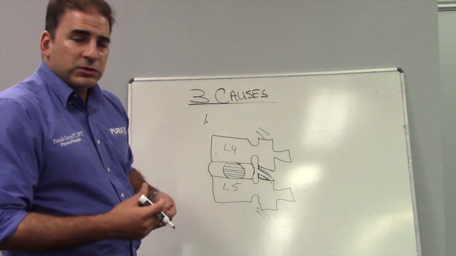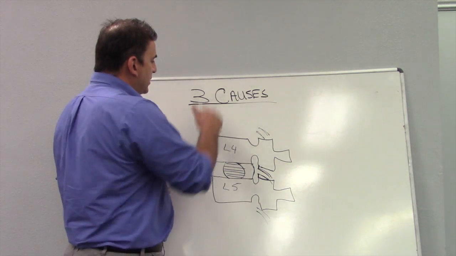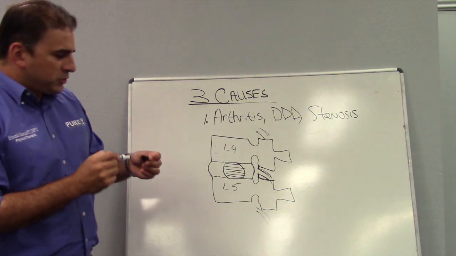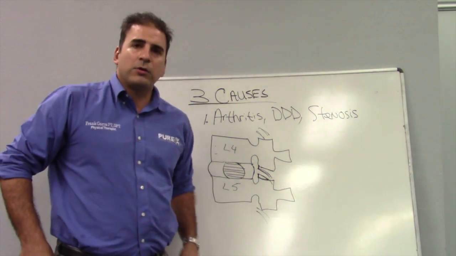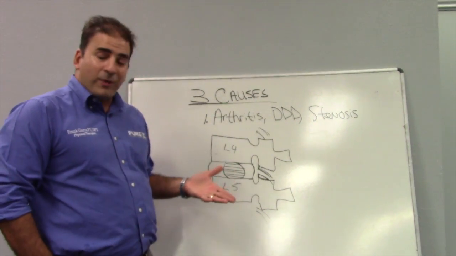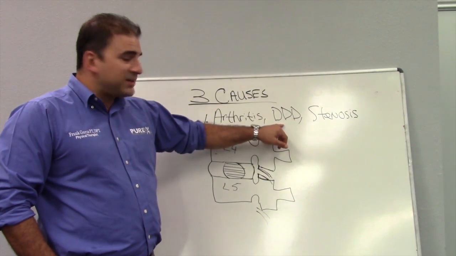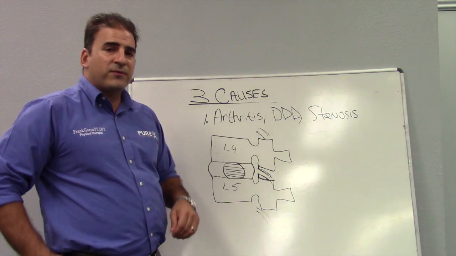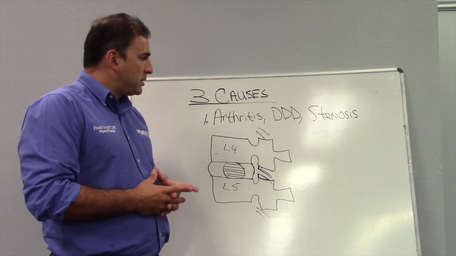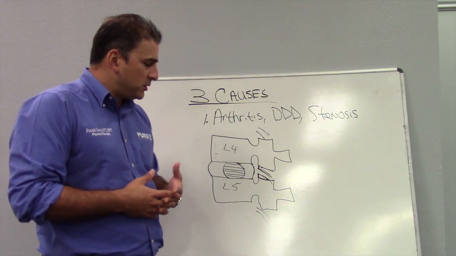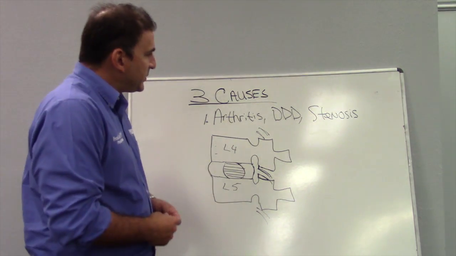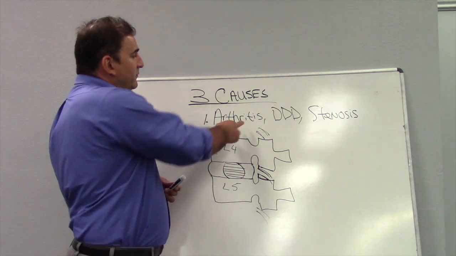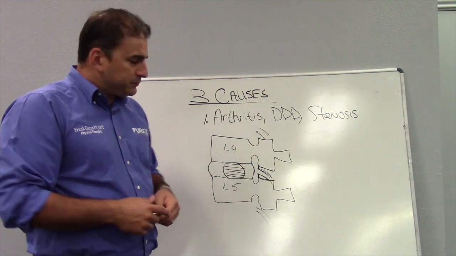Okay, so moving on to number 2. The second most common cause of low back pain or sciatica is arthritis, degenerative disc disease, or stenosis. All three are classified in the same category because they all do the same thing. If we break these up individually, let's talk about arthritis first. Arthritis is basically the inflammation of a joint.